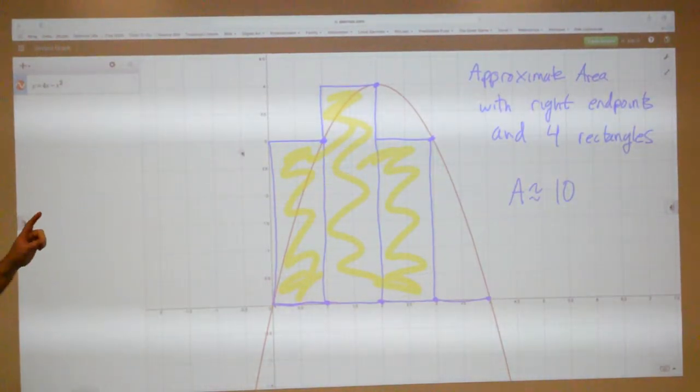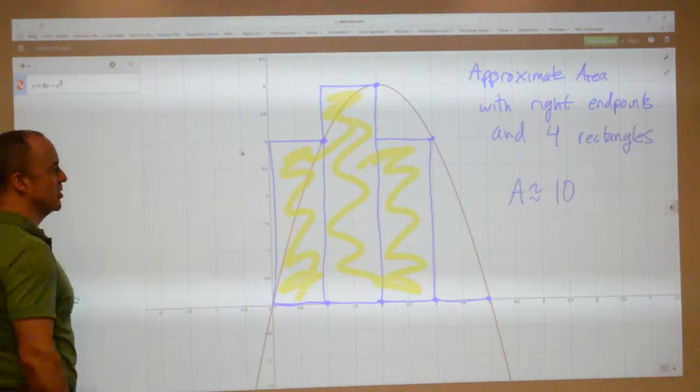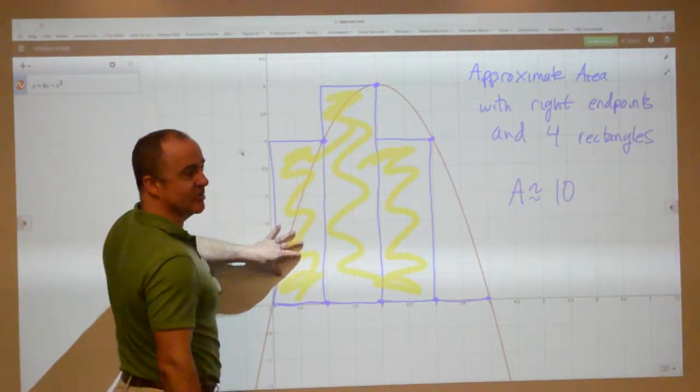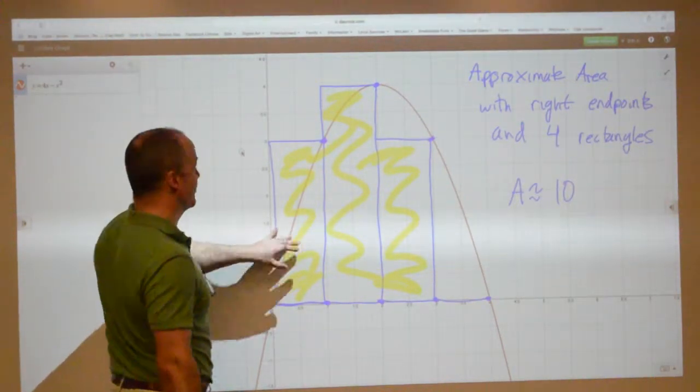Now I'm going to go on to a new rule. Any questions on right endpoints, left endpoints? Draw your rectangles.